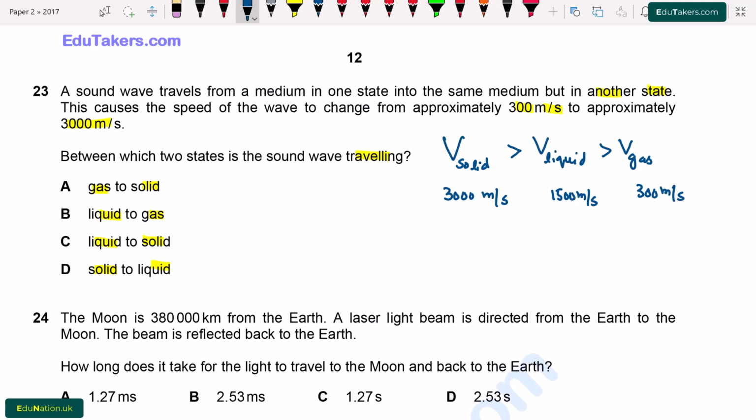Now here, the speed changes from 300 meter per second to 3000 meter per second. It means that the state will be from gas to solid. Now we see the options. In option A, it is given that gas to solid. So option A is correct from here.